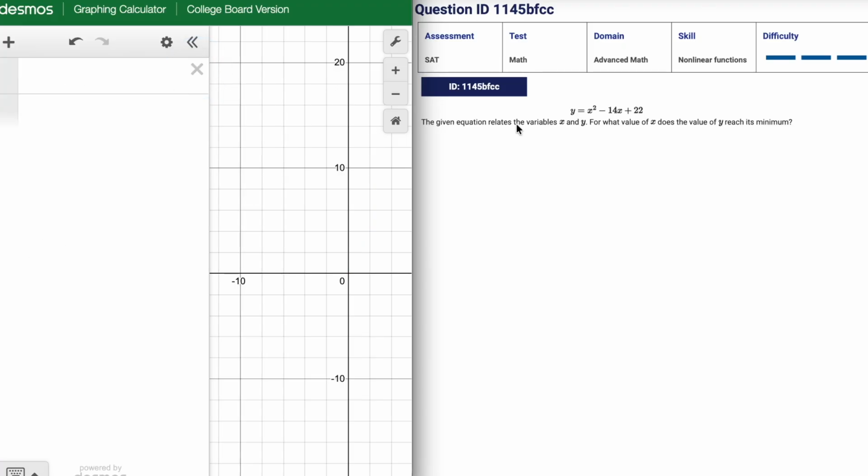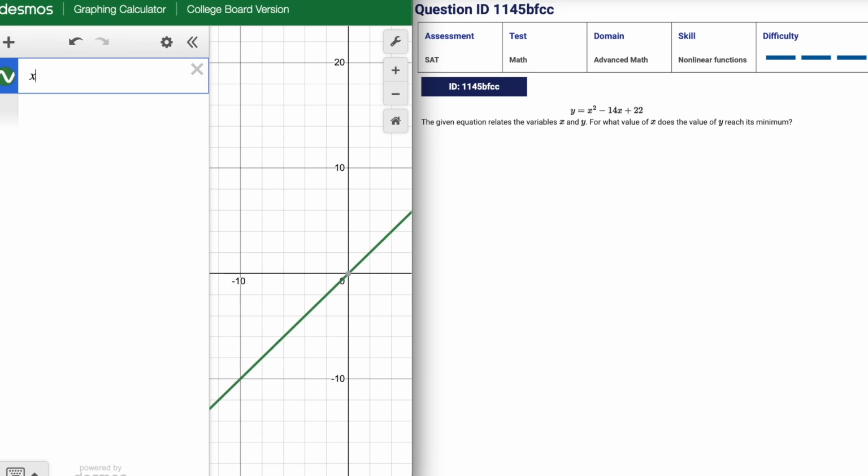So what you would do here is, it says the given equation relates the variables x and y. For what value of x does the value of y reach its minimum? So it's basically asking where the minimum is. One way you could do this is find the vertex of it, but that would take a little more time, and you can make a lot more mistakes doing it that way.